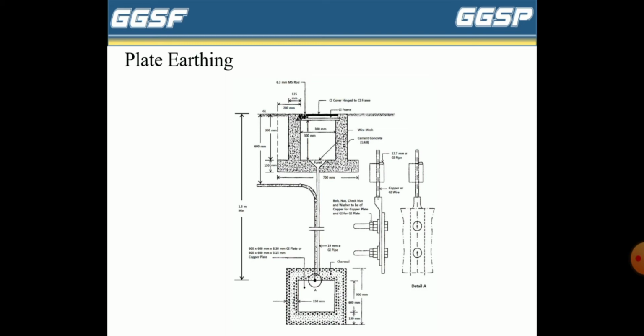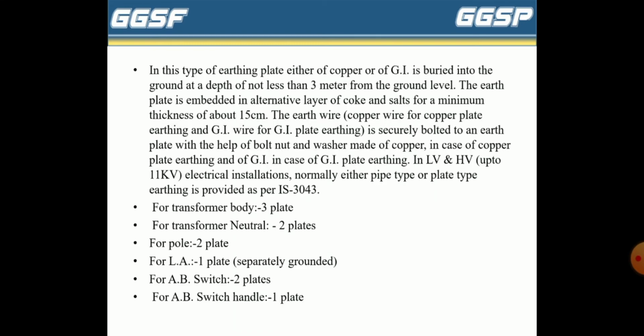This is the diagram of plate earthing. In this type of earthing, a plate of either copper or galvanized iron is buried in the ground at a depth of not less than 3 meters from ground level. The earth plate is embedded in alternate layers of coke and salt for a minimum thickness of 15 centimeters. In LV and HV electrical installations up to 11 kV, normally either pipe or plate type earthing is provided as per IS 3043.